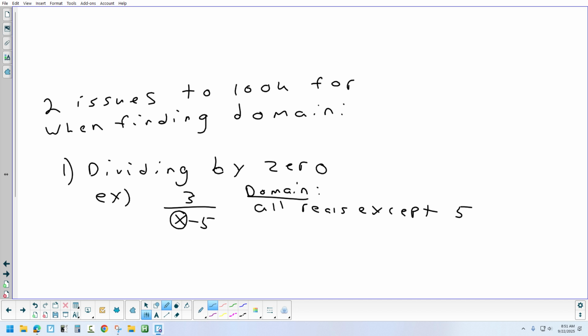Make sure you do not plug a number in that would cause you to divide by 0. And if there is a number that would cause you to divide by 0, tell me what it is and tell me not to use it.